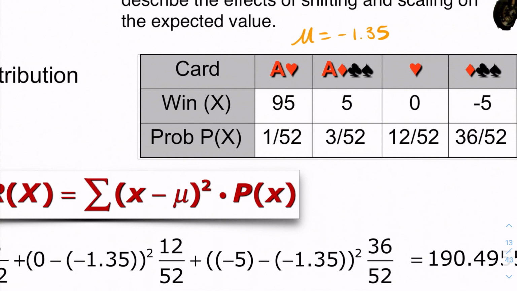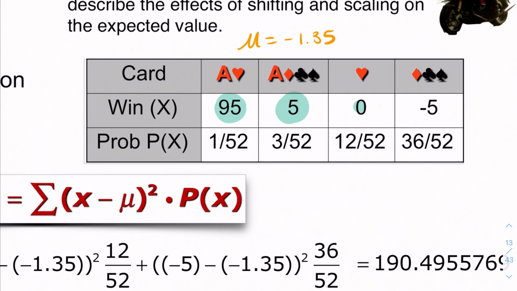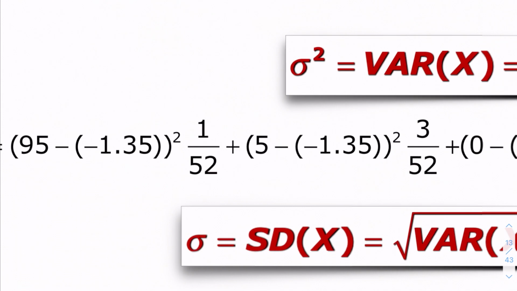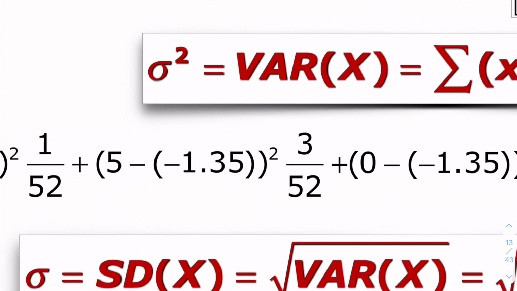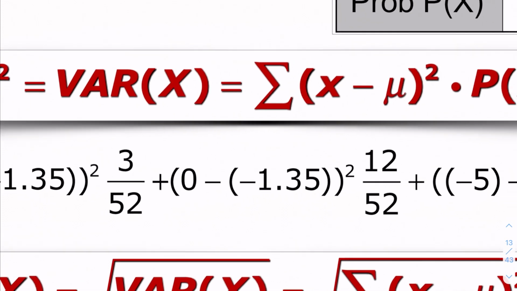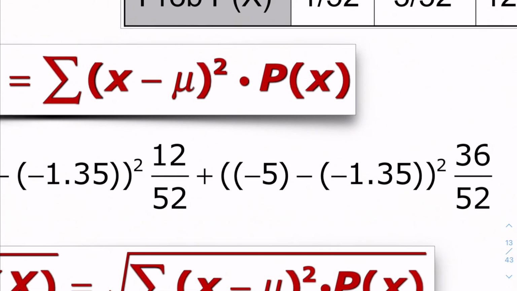We're going to take each of these values, let's say in green. We'll do 95 minus negative 1.35 squared times the probability. Then we'll do 5 minus negative 1.35, then we'll do 0 minus negative 1.35, square it, times the probability. Plus 5 minus negative 1.35, whole thing squared, times the probability. Then negative 5 minus negative 1.35 squared, times the probability.